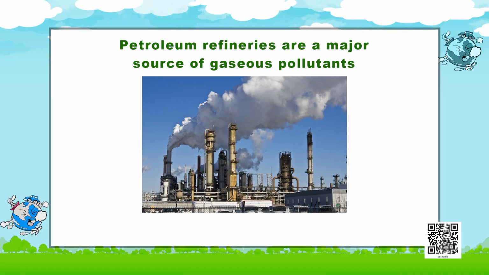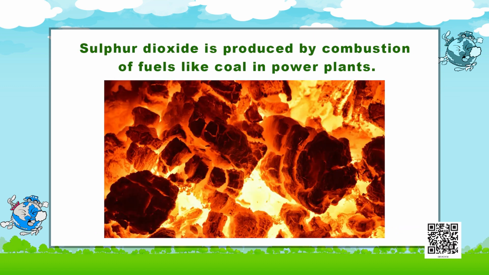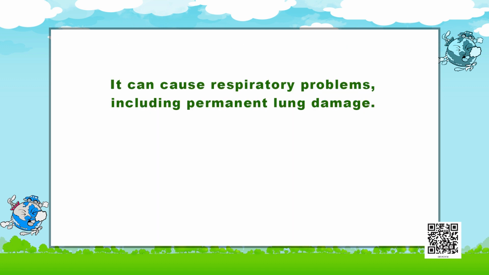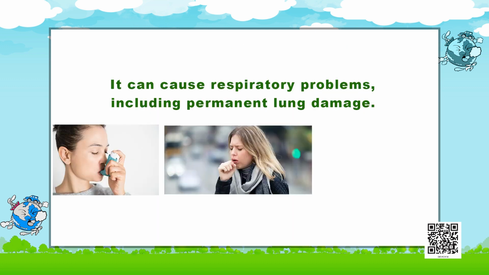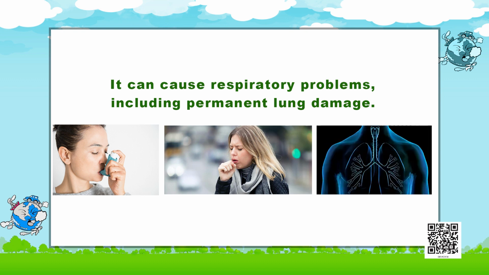Many industries are also responsible for air pollution. Petroleum refineries are a major source of gaseous pollutants like sulfur dioxide and nitrogen dioxide. Sulfur dioxide is produced by combustion of fuels like coal in power plants. It can cause respiratory problems including permanent lung damage. There are other kinds of pollutants too.